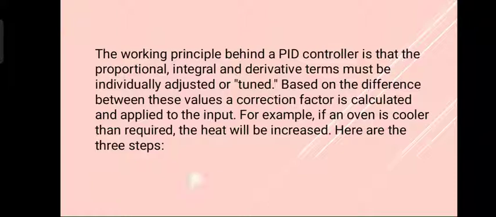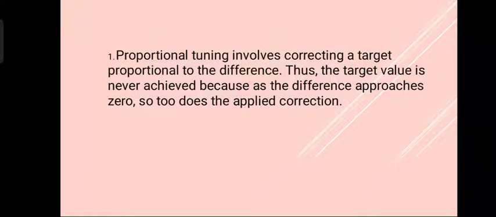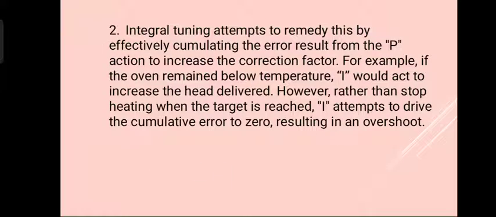Here are the three steps. First, proportional tuning involves correcting a target proportional to the difference. Thus, the target value is never achieved because as the difference approaches zero, so too does the applied correction.